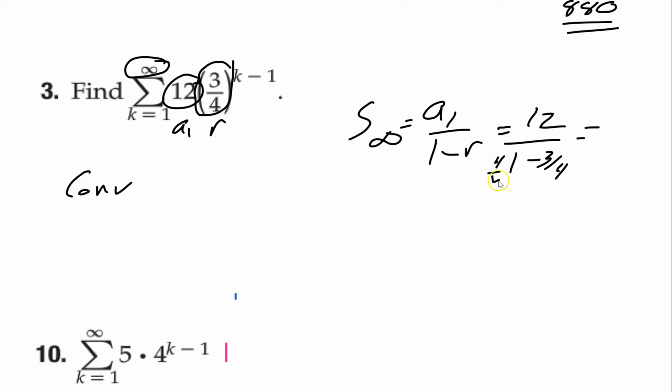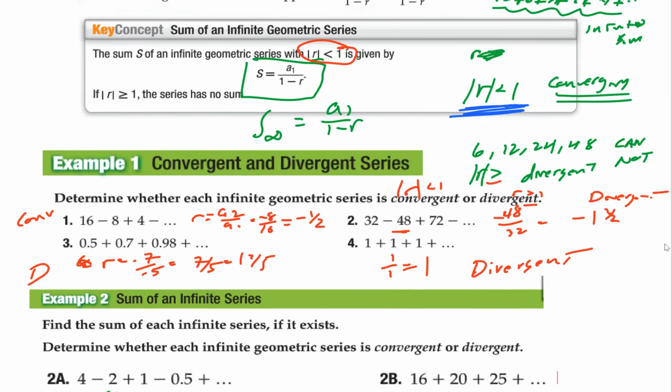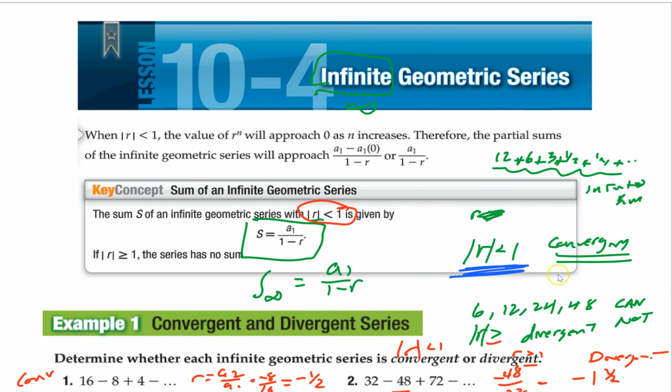Common denominator. I get 12 over 1/4. So it's 12 divided by 1/4, which is 12 times 4. So 48. And that's how simple it is. Infinite sum is usually one of the easier things to do. You just have to make sure that r is less than 1. If it's bigger than 1, you can't do it. No solution. That's even easier. So that's all it is. And that's it.